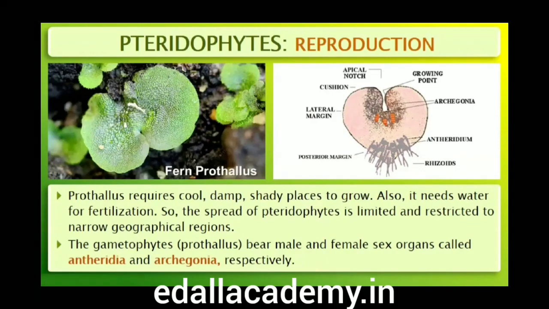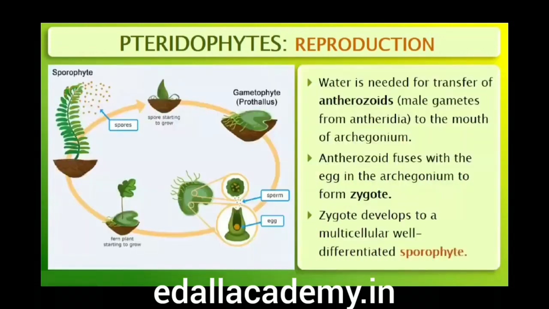The gametophytes bear male and female sex organs called antheridia and archegonia, respectively. Water is required for transfer of antherozoids, the male gametes released from the antheridia, to the mouth of the archegonium. Fusion of the male gamete with the egg present in the archegonium results in the formation of zygote. The zygote thereafter produces a multicellular well-differentiated sporophyte, which is the dominant phase of the pteridophytes.